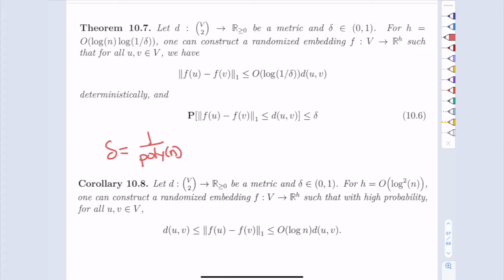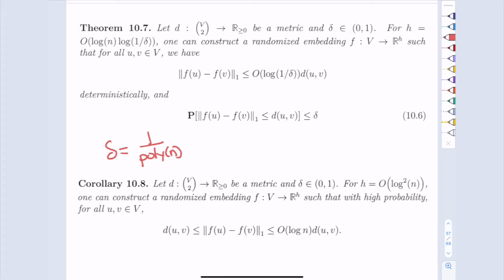If I look at the L1 distance, it's at least the original distance and bounded above by log n. So we lose a log n factor in approximation. So it's called log n distortion. This is a very strong theorem. Log n isn't much.